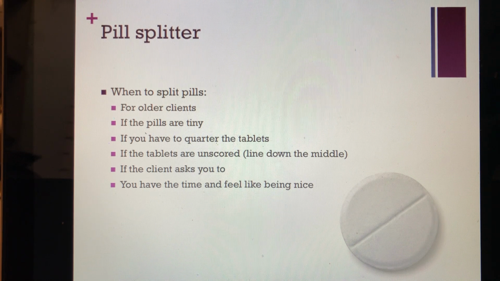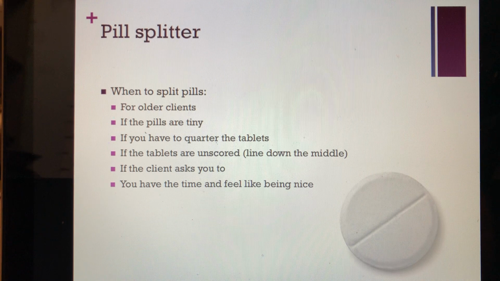Another great time to split pills is if the client asks you to do it for them. And if you just have the time and you feel like being nice, you can certainly split the pills for them. I have worked at clinics that charge people for pill splitting. I personally think that's nickel and diming. I think it's a value-added service we can do. It doesn't take us that much extra time. And it's such a nice courtesy for clients to have halved or quartered the pills for them. So I personally don't really like the idea of charging clients for pill splitting.